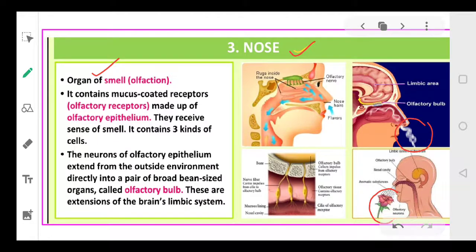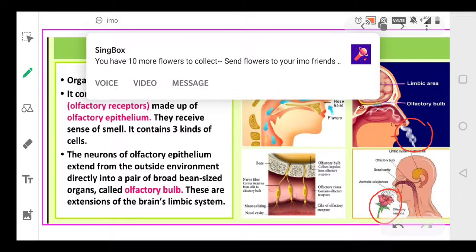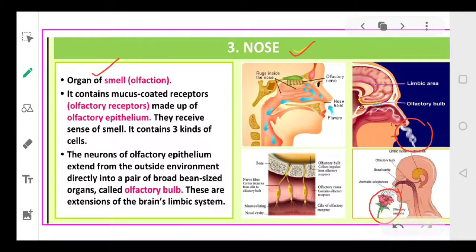Suppose if you are smelling a flower, so again the aromatic substances will be present. Those aromatic substances, they will enter into your nose and your olfactory organs will get the information. Your olfactory epithelium will get the information. So the neurons of the olfactory epithelium, they extend from the outside environment directly into a pair of olfactory bulbs. तो आपके यहाँ पर olfactory bulb में आपके पास information पहुँच जाती है.